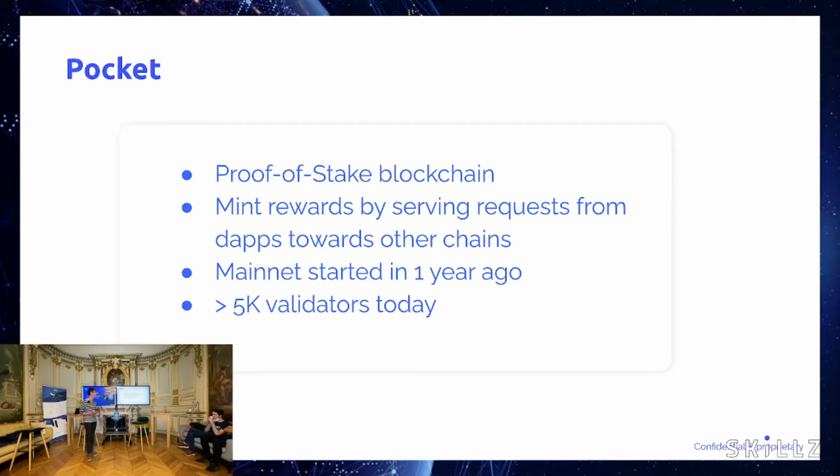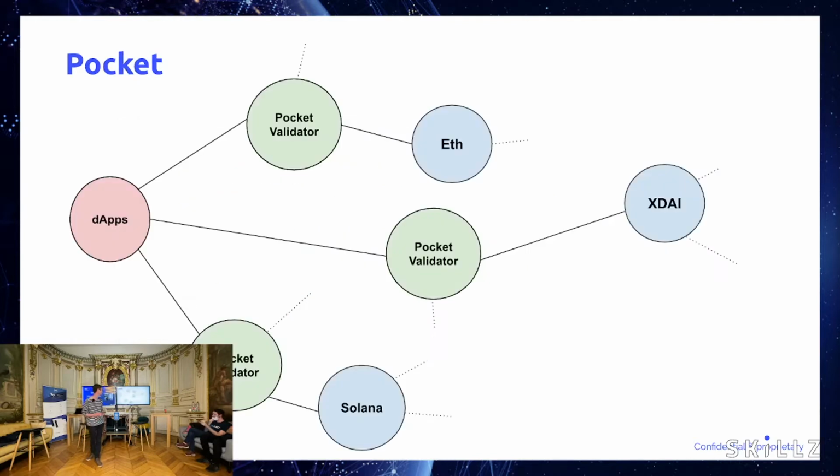Okay, so Pocket is a proof-of-stake blockchain where validators get rewards by serving requests from different decentralized applications towards other chains. The mainnet started about 1 year ago, and as of today, there are about 5K validators. It's a different number than the one from Adam, but I checked about 1 week ago when I started making the presentation, it was 5K, but it fluctuates a bit. I was being conservative.